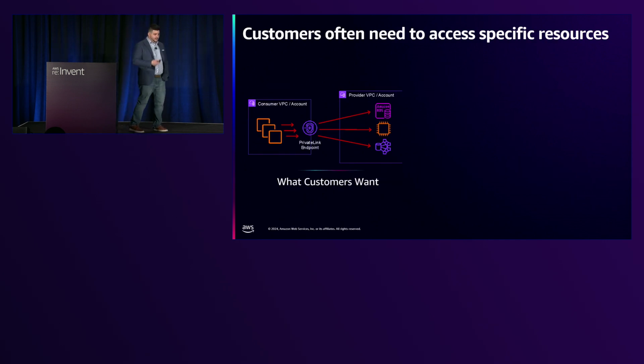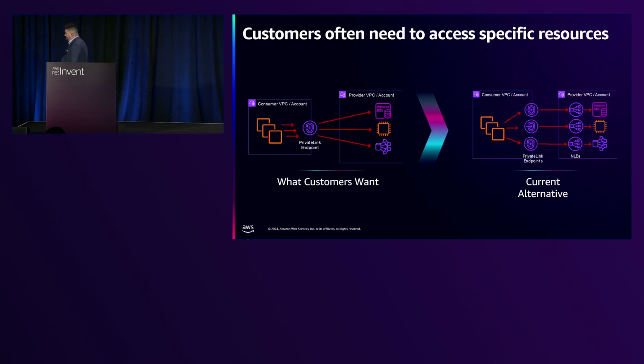This use case, we'll explore two different use cases, applies both on the consumer and the producer side. So customers typically want to access a specific endpoint, a specific resource in a remote VPC. In the case of an individual EC2 instance, this could be done, but you would have to create an intermediate NLB, create a PrivateLink service, and do that additional overhead just to support that PrivateLink connectivity.